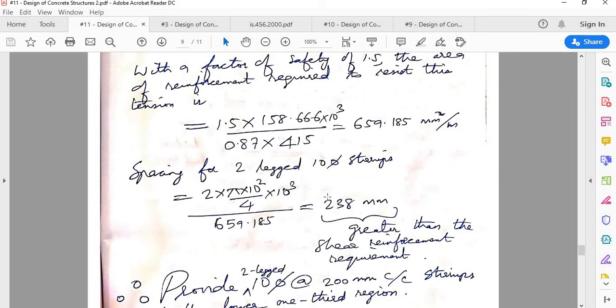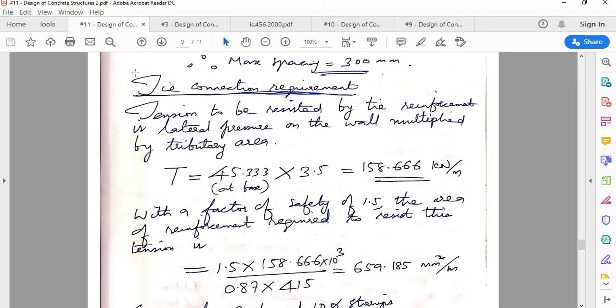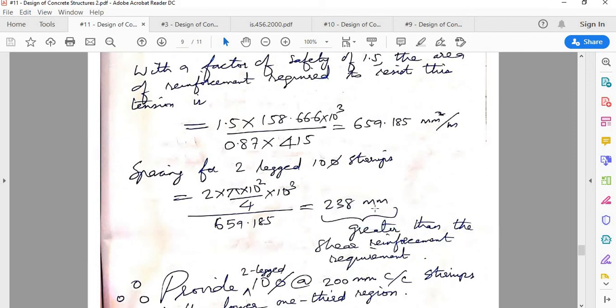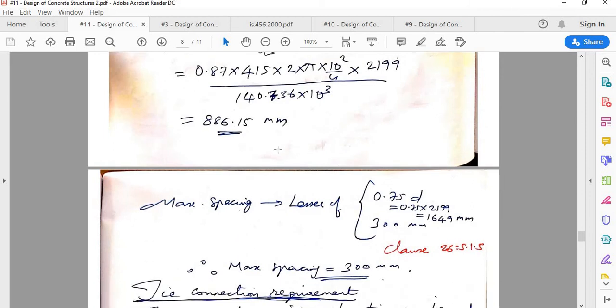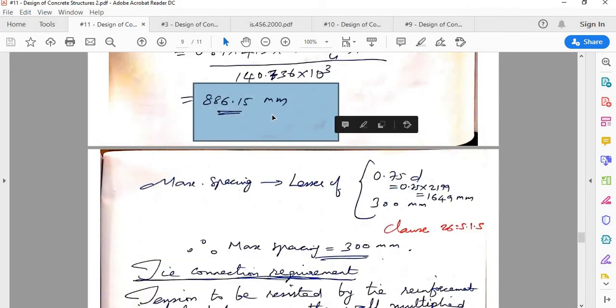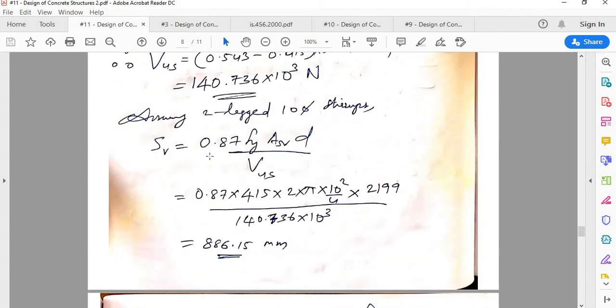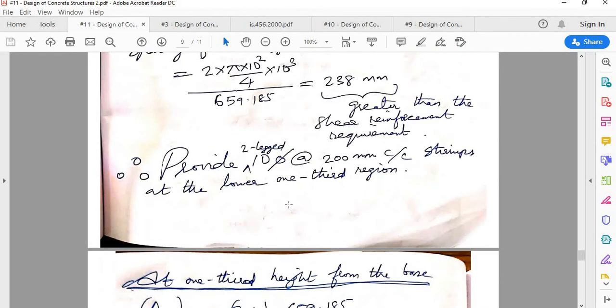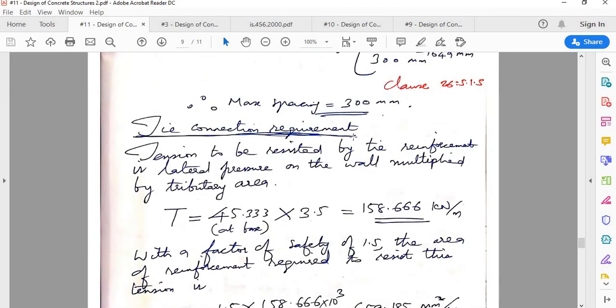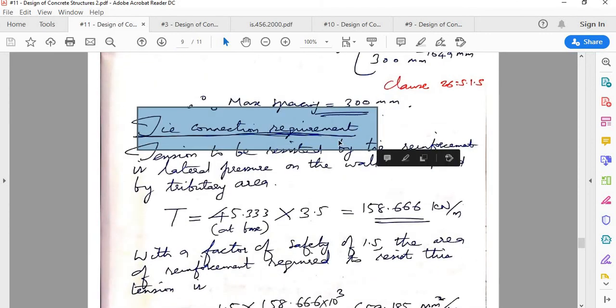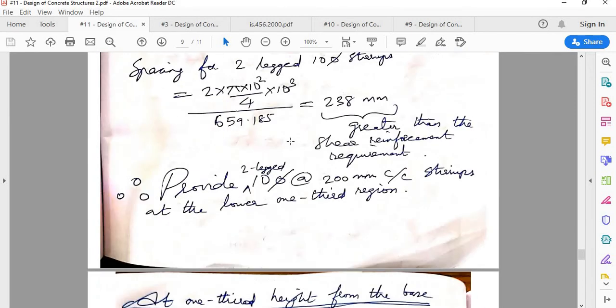So the spacing you are getting to take the tension between the vertical stem and counterfort is 238 mm, which is lesser than the spacing requirement of normal stirrups. Okay, so shear demand is greater for the tension requirements, which will prevent the detachment. So you round it off to 200.